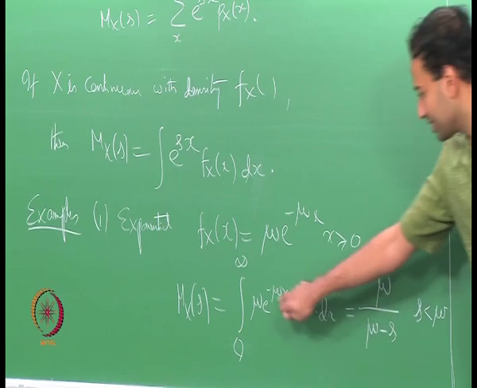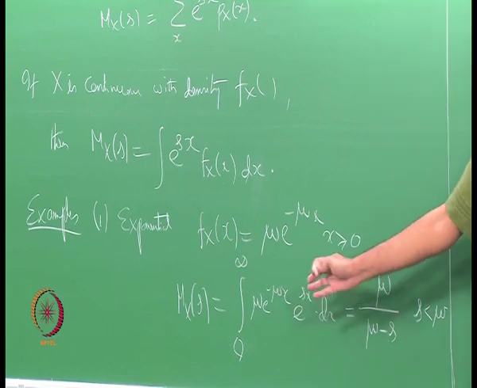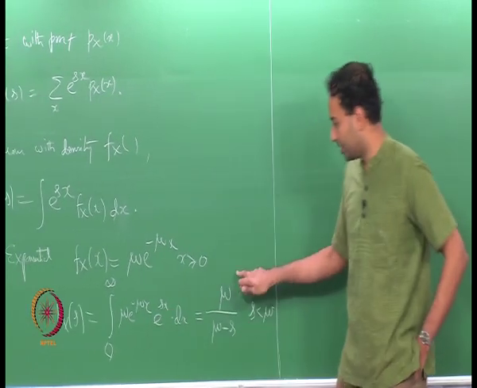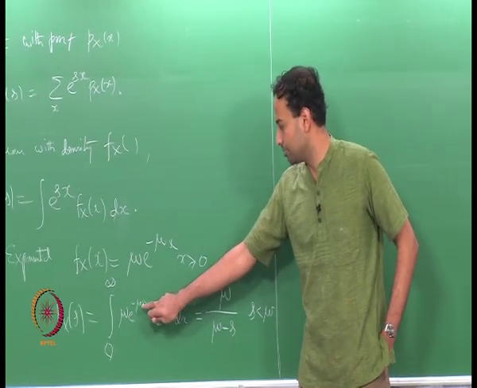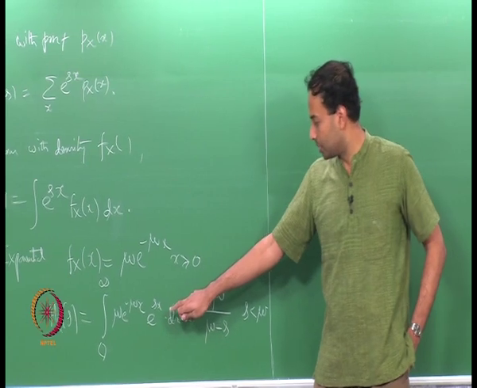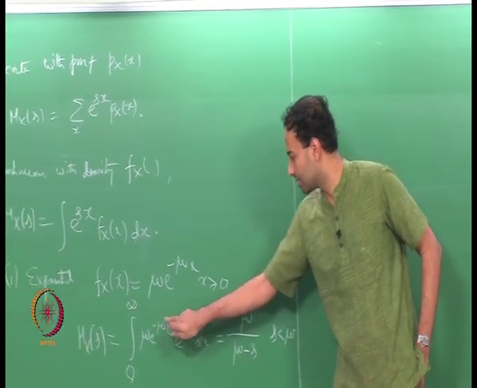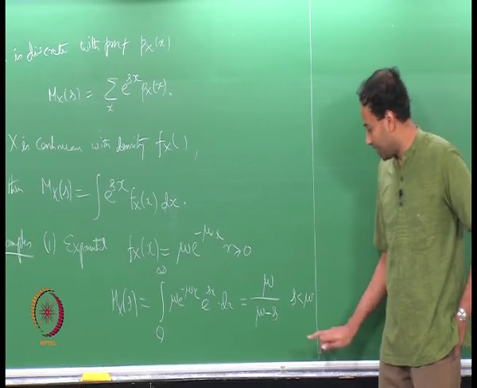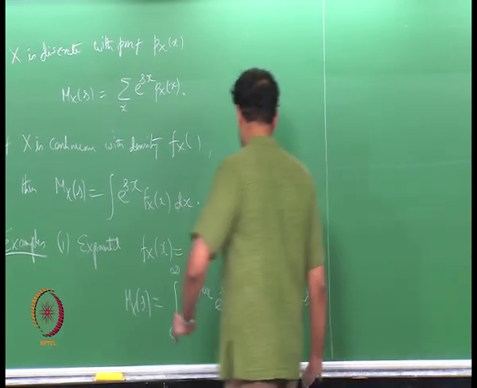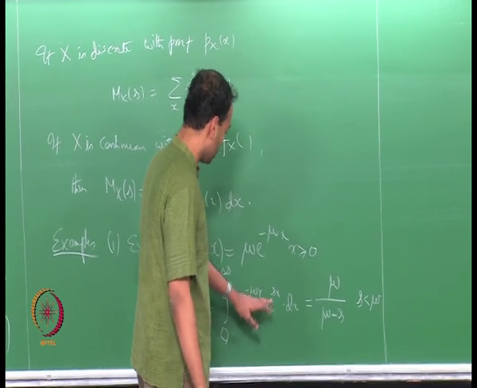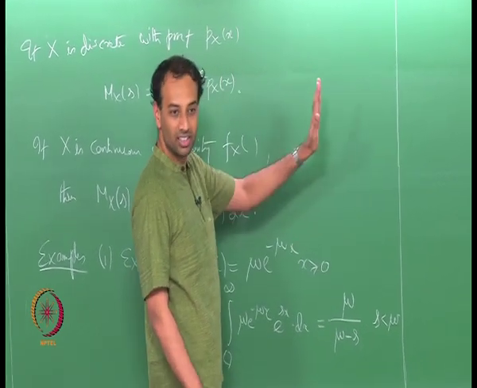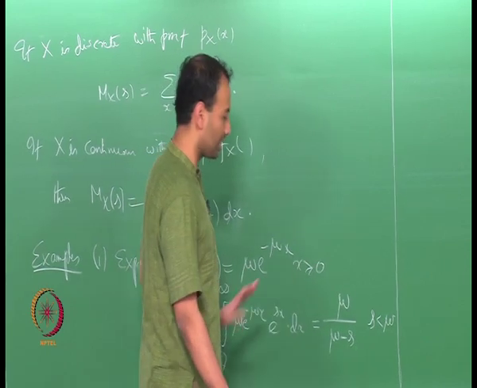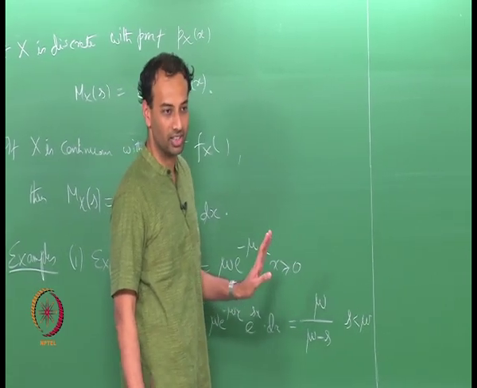For now we are treating s as a real number. If you do this integral, you can see that if s is less than mu, e^(-mu x) dominates, so you just simplify and get this. But if s were bigger than mu, e^(sx) is growing faster than e^(-mu x), so you will get infinity. In that case, the moment generating function is plus infinity.